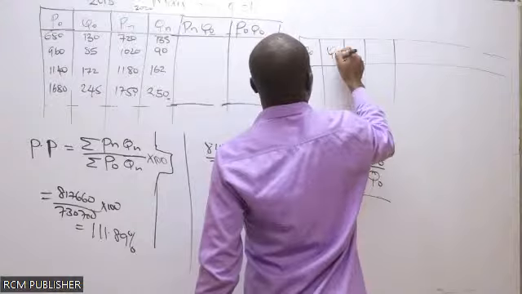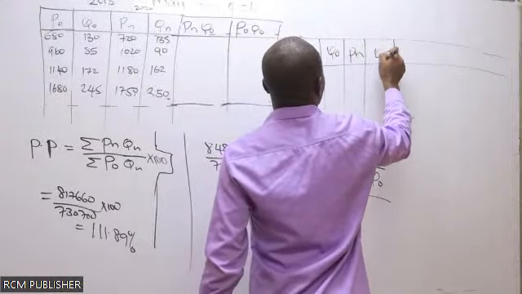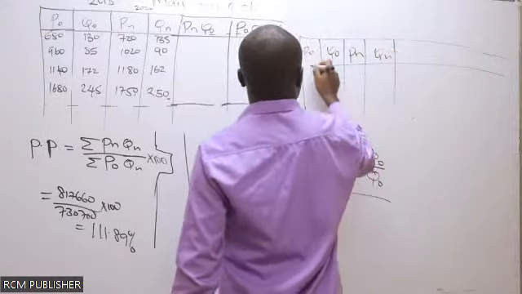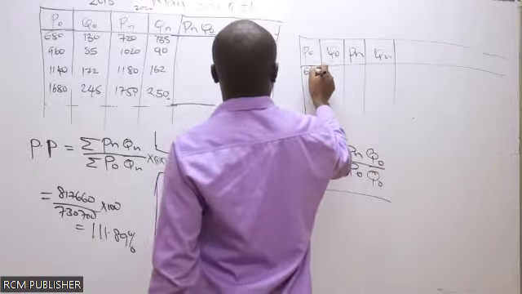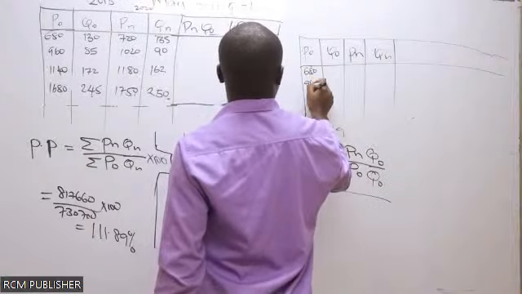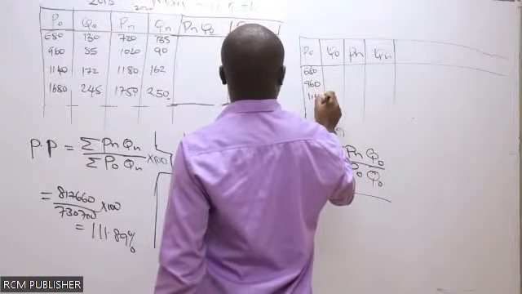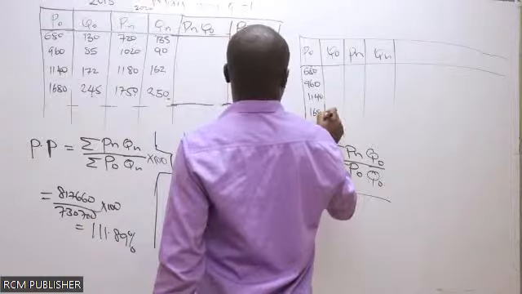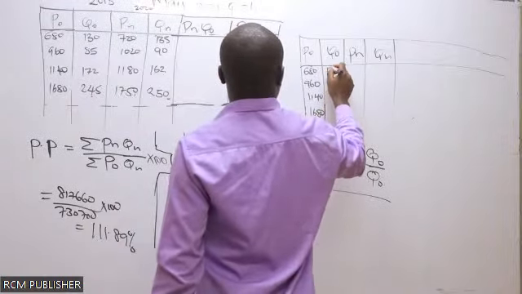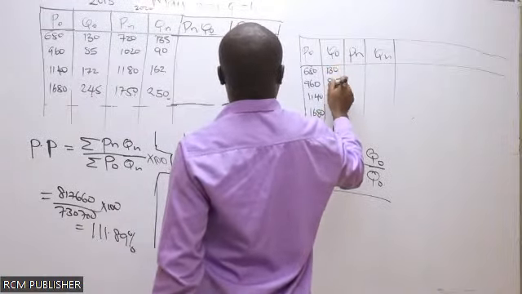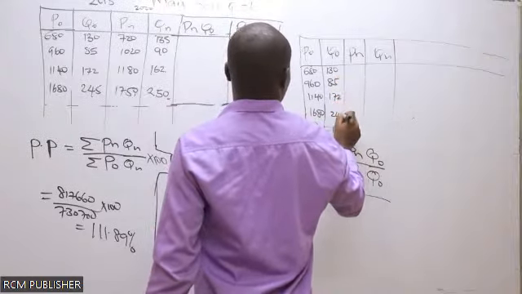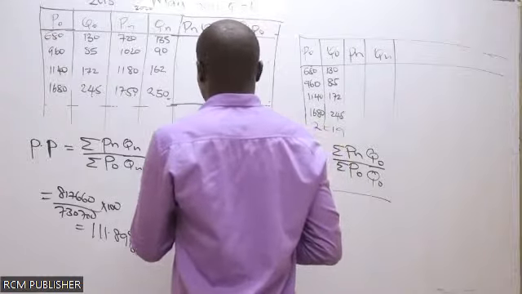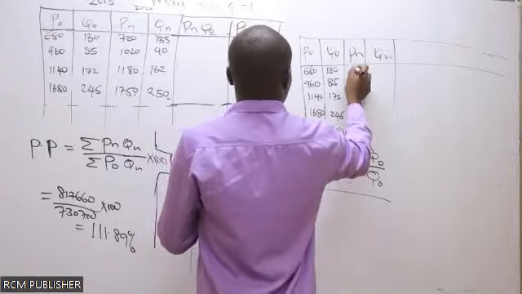A similar table somewhere: PO, QO, PN, QN. Remember, our PO is 2018, so they are going to remain constant. That is 680, 960, 1140, 1580. QO: 130, 90, 85, 245.